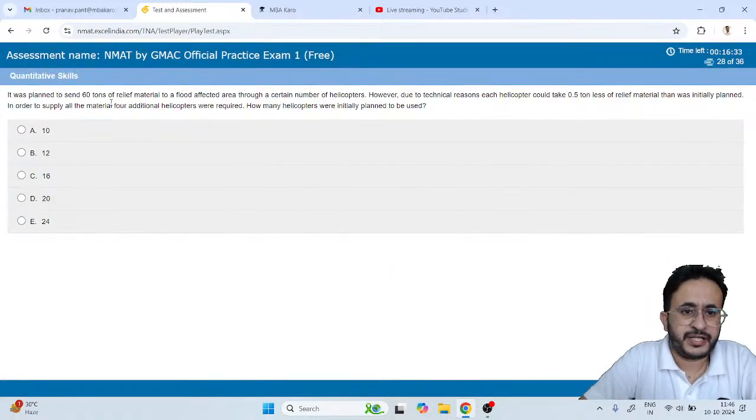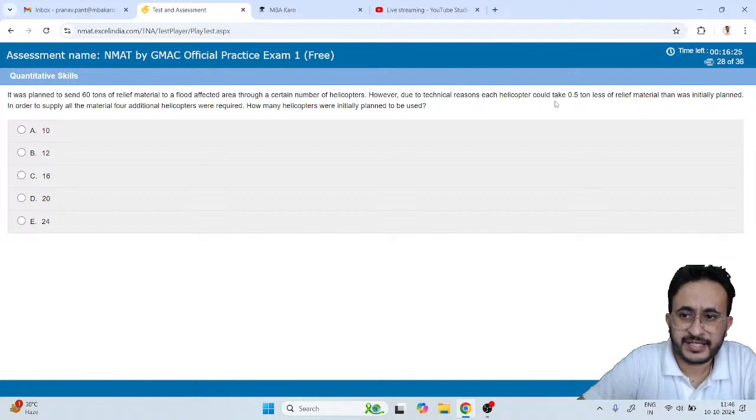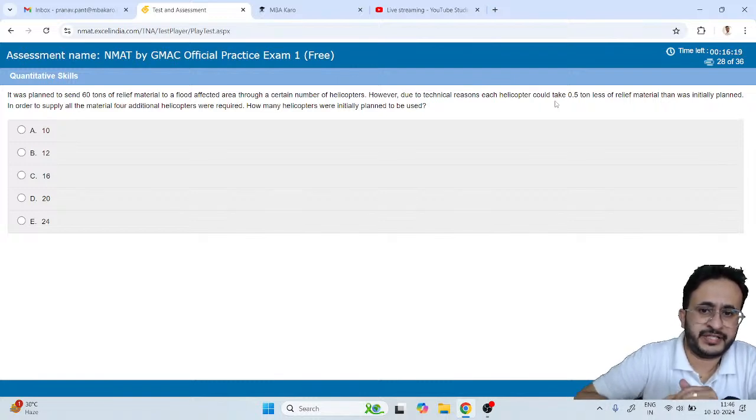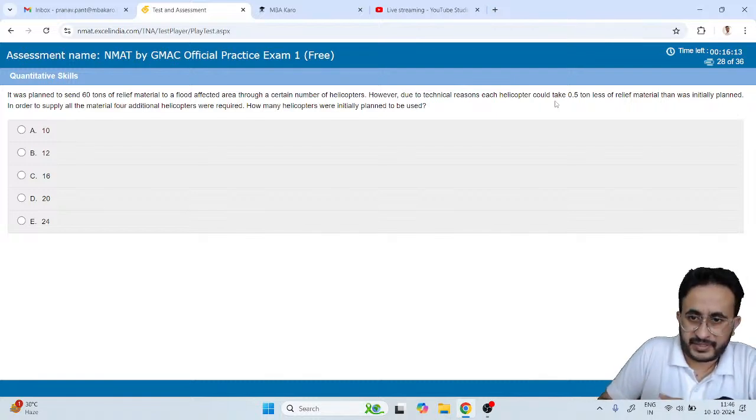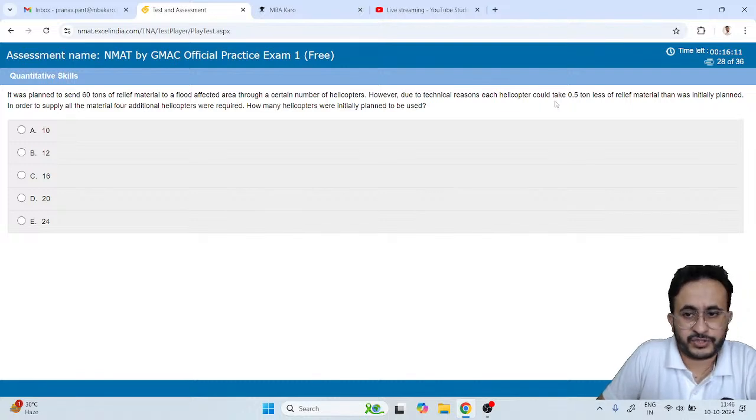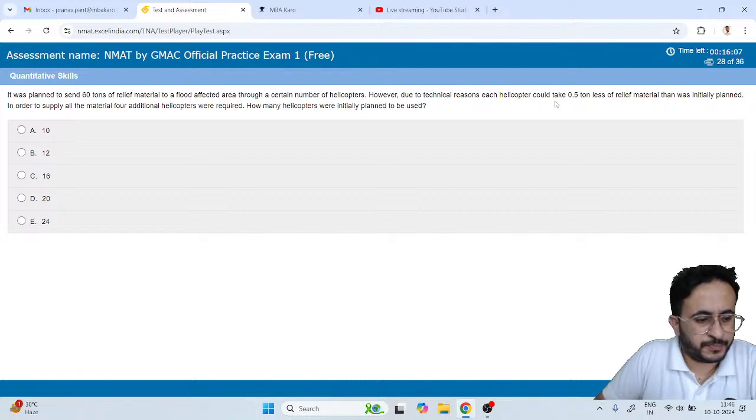It was planned to send 60 tons of relief material, however, due to technical issues, each helicopter could take 1.5 tons less than initially planned. In order to supply the material, 4 additional helicopters were required. How many helicopters were initially planned to be used? Okay, so let us say we have n number of helicopters.